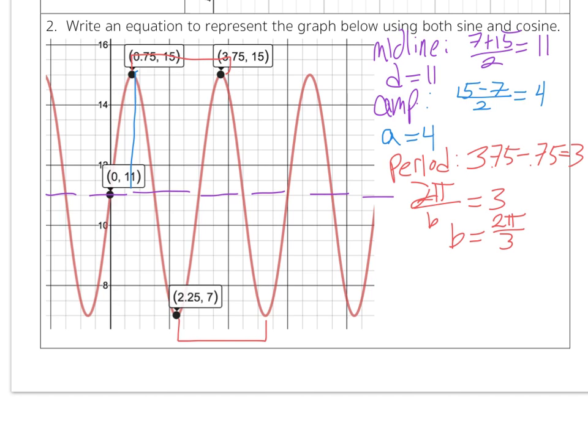We've done midline, we've done amplitude, we've done period. Now we have to decide where we're starting. And we need to know that for positive cosine, I'm starting from a maximum, so I could choose a maximum value to start from. Since the x value there is 0.75, I could say that c is equal to 0.75. That's the x value at a maximum. For a positive sine graph, I would start at the midline going up.